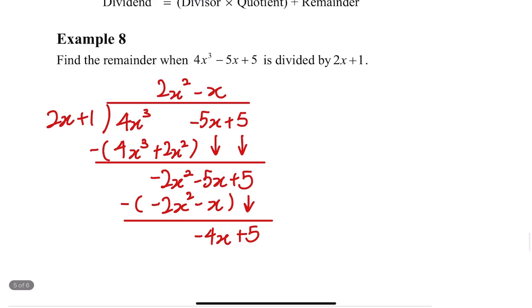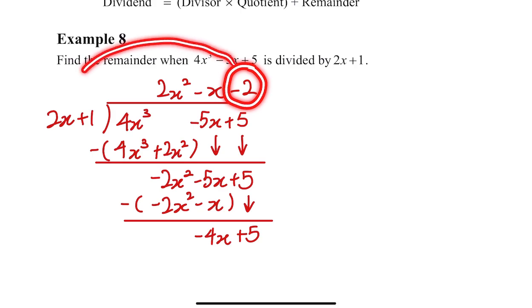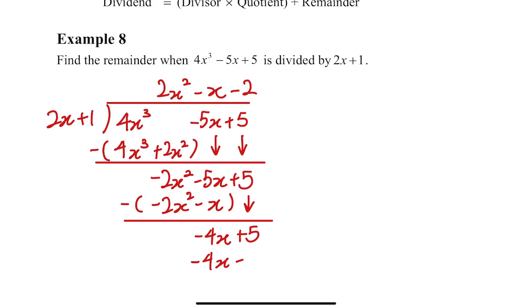Then last step, I check again. Can I still continue from here? 2x, can I multiply any number to 2x to get negative 4x? And the answer is yes. I can multiply a negative 2. If I multiply negative 2 here to the divisor, I will get negative 4x minus 2.